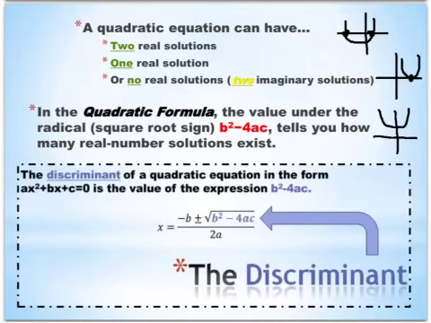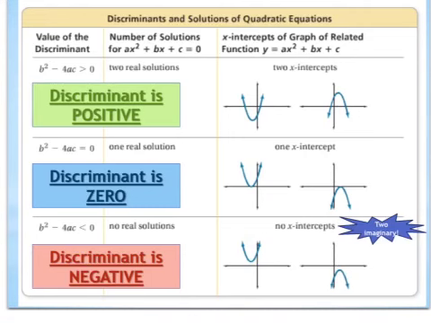solutions. Now, inside the quadratic formula, you'll see what's underneath the radical here, b squared minus 4ac. This is called the discriminant. The discriminant is going to describe the type of solutions that we have. All right, so we have three separate cases for the discriminant. If my discriminant is positive, then that means I have two real solutions.